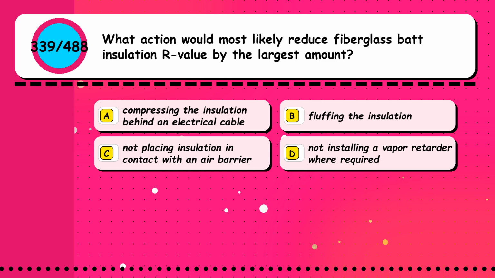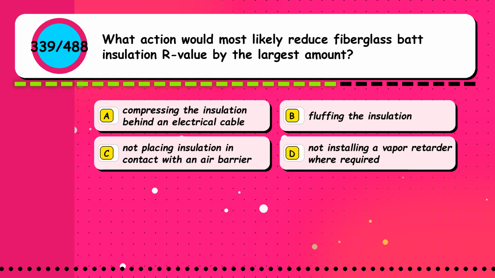Question 339. What action would most likely reduce fiberglass batt insulation R-value by the largest amount? Option A, compressing the insulation behind an electrical cable. Option B, fluffing the insulation. Option C, not placing insulation in contact with an air barrier. Option D, not installing a vapor retarder where required.